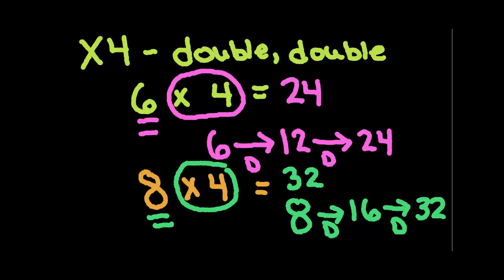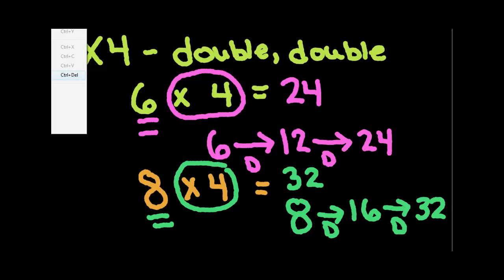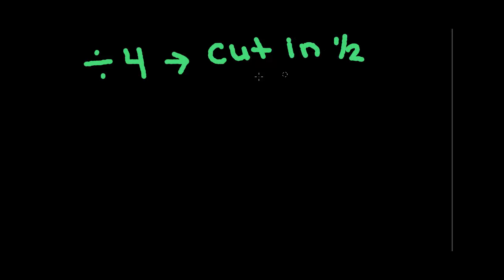So let's go ahead and look at our division fact. We're now going to divide by 4. Remember, when we multiplied by 2, we doubled, and when we divided by 2, we cut in half. So if we're multiplying by 4 and we're doubling twice, if we're going to divide by 4, we're going to cut in half twice. So we have to cut a number in half twice.